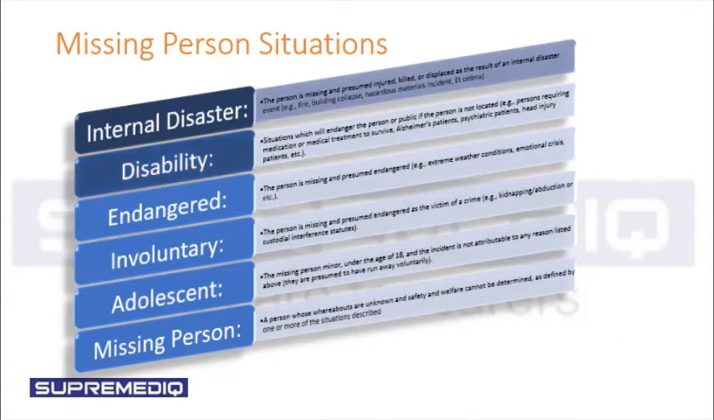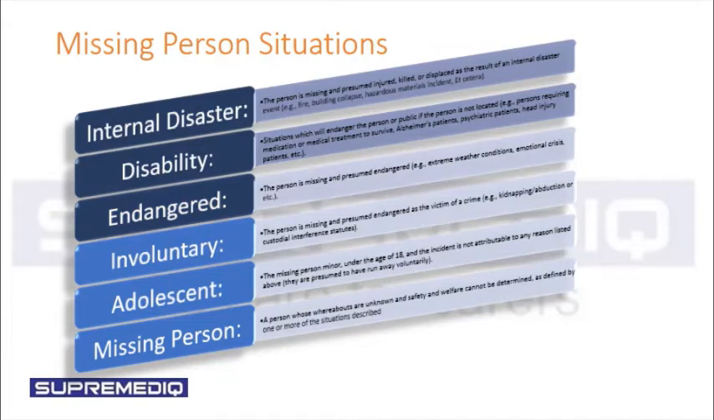Disability: situations which will endanger the person or public if the person is not located, for example, persons requiring medication or medical treatment to survive, Alzheimer's patients, psychiatric patients, head injury patients, etc. Endangered: the person is missing and presumed endangered, example, extreme weather conditions, emotional crisis, etc.